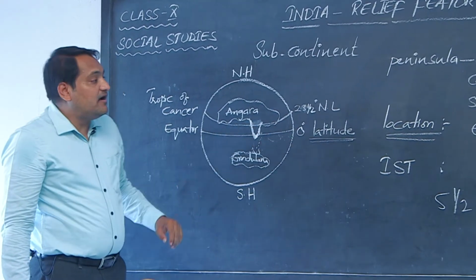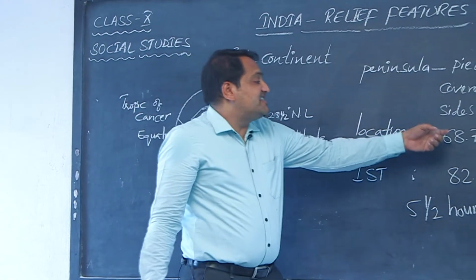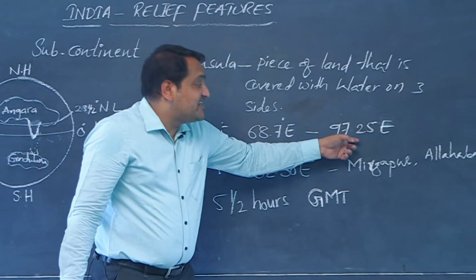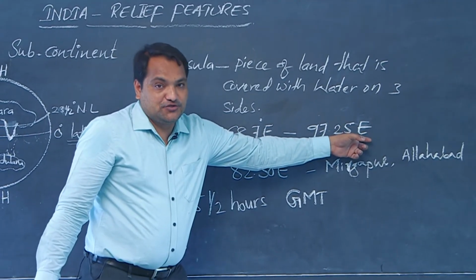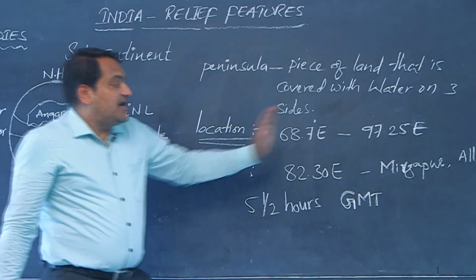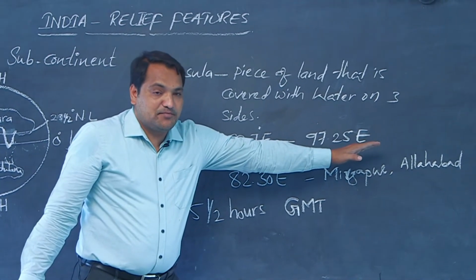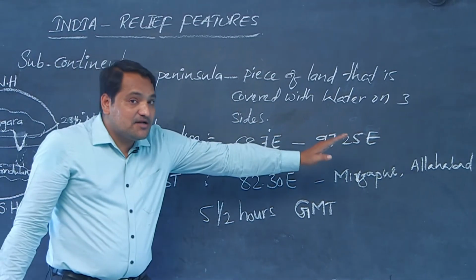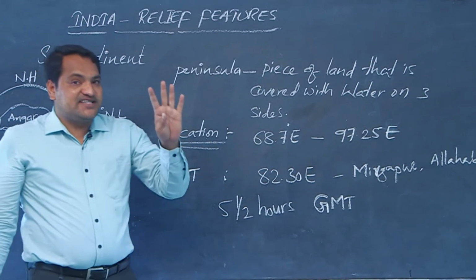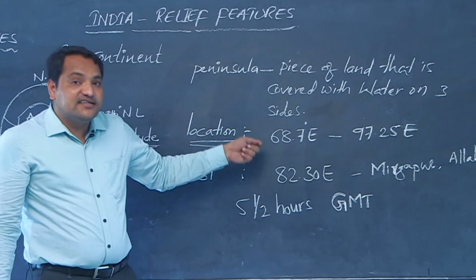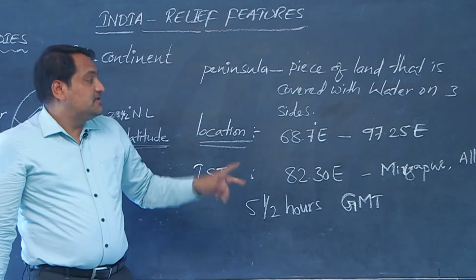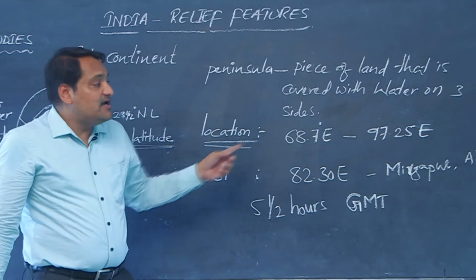India is a peninsula. India is located between 68 degrees 7 minutes eastern longitude and 97 degrees 25 minutes eastern longitude. That is, the western tip of India is Gujarat and the easternmost tip of India is Arunachal Pradesh, and the distance between them is 30 longitudes. Each longitude represents 4 minutes. As there are 30 longitudes in our country, there is a time difference of 2 hours between Gujarat and Arunachal Pradesh.